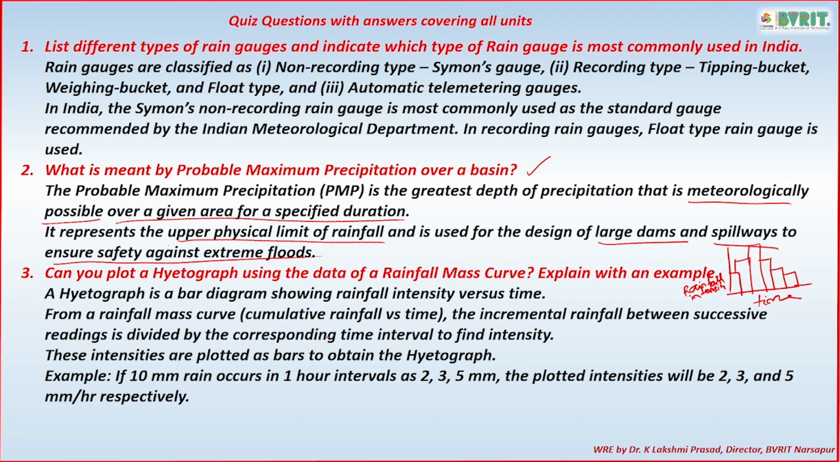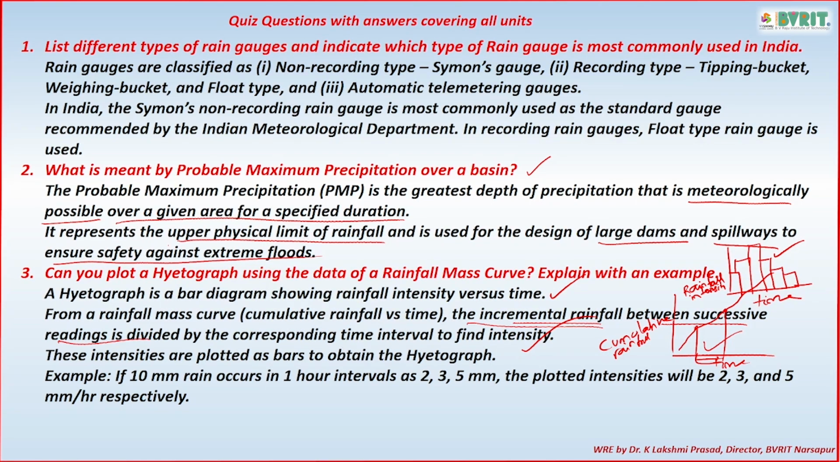Now, what is a rainfall mass curve? If I take a rainfall mass curve, again it is time versus cumulative rainfall. How it looks is that it goes like this, like this. It's always a rising curve. This is what we call a rainfall mass curve. This is a hydrograph. So a hydrograph is a bar diagram showing rainfall intensity versus time.